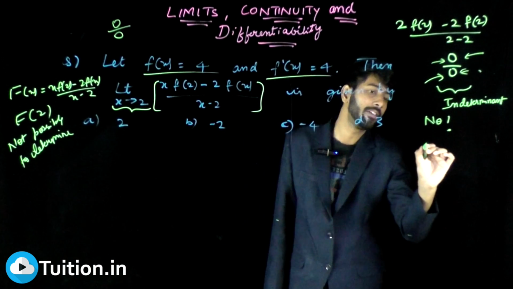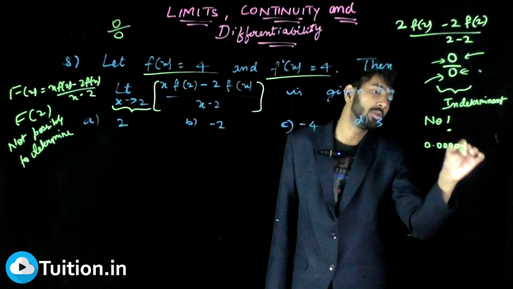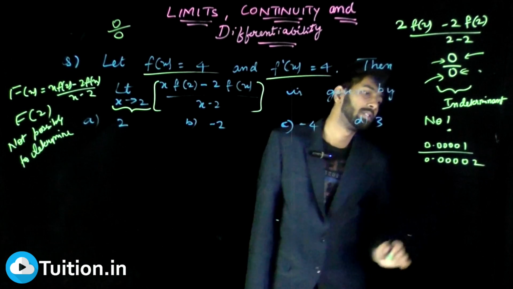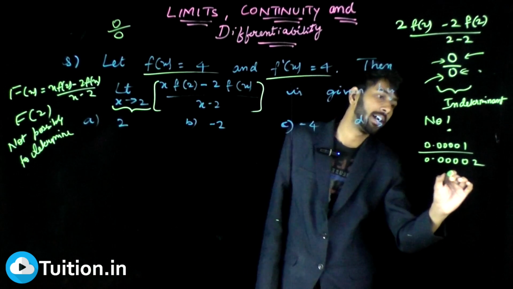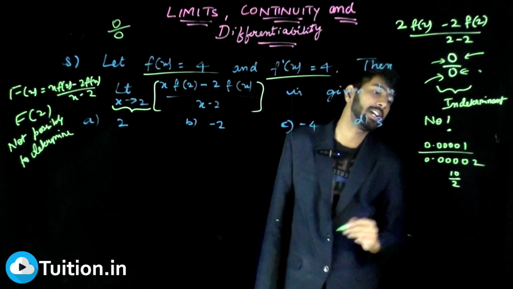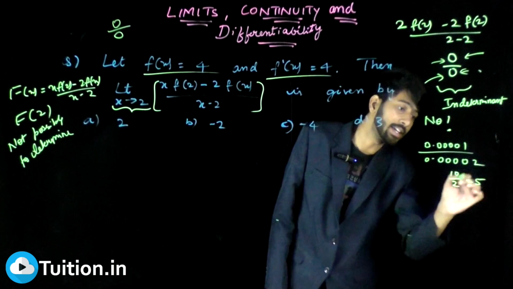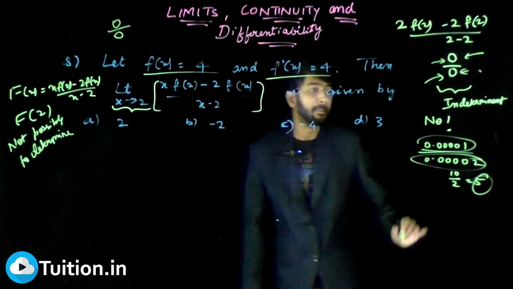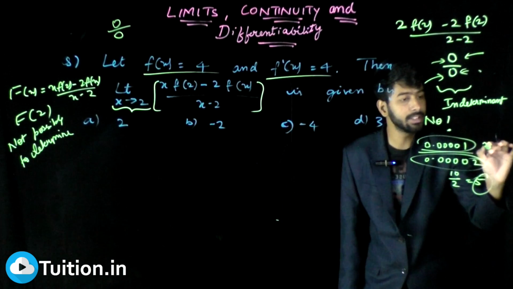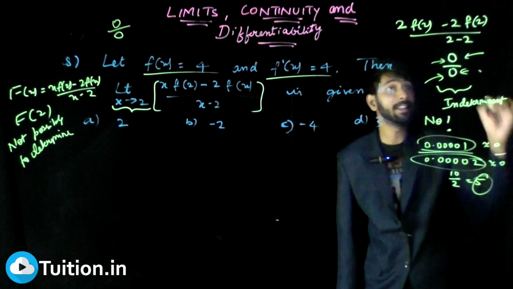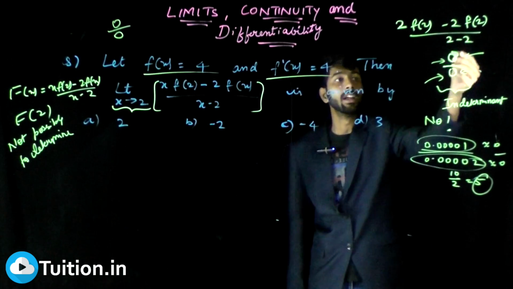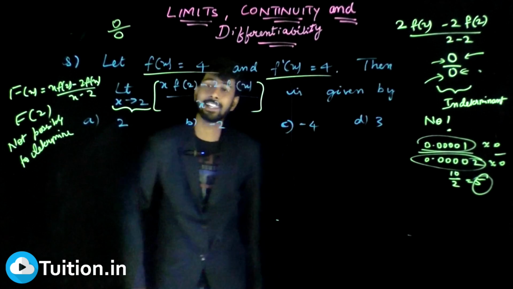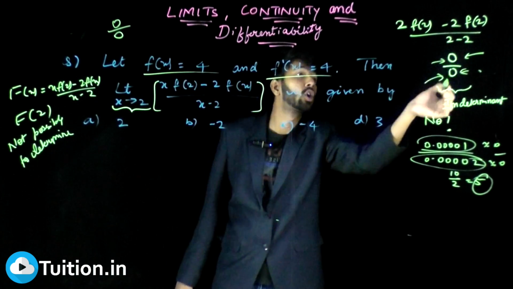How? Because if you have something like a 0.0001 and something like a 0.00002, then ultimately what you have is a 10 by 2, right? You have a 10 by 2, you have a 5. The ratio is finite, even though they are very small, but the ratio is finite. But you will say that, okay, this is approximately 0, and this is something like that, right? If it's exactly 0, then I can't determine anything. But in the problem, what's happening is x is tending to 2, so they are close to zeros.